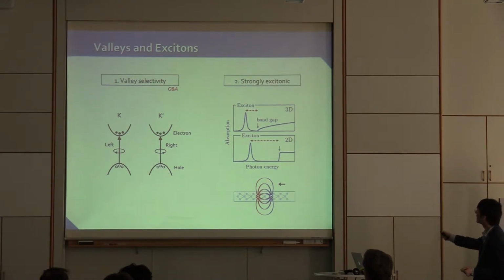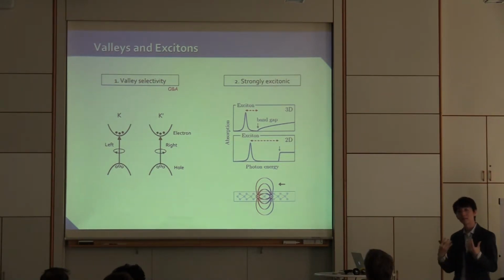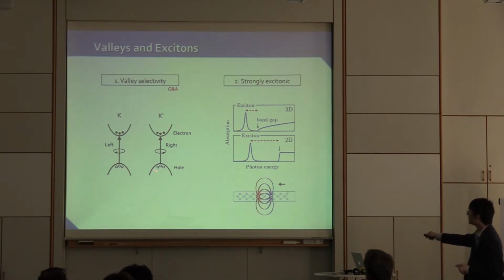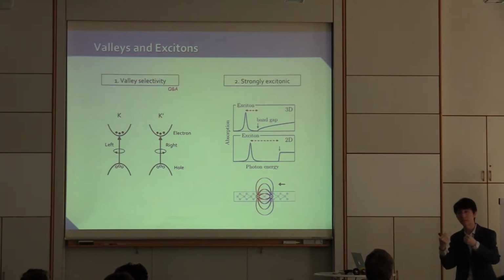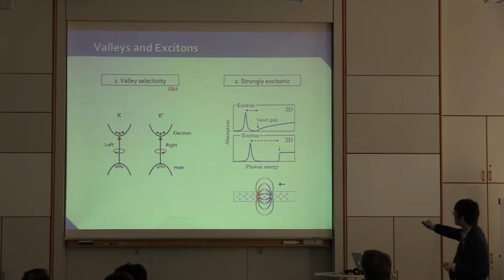So secondly, it has a very strong excitonic binding energy, which means that this hole, which is positively charged, and these electrons, which are negatively charged, interact through the attractive Coulomb potential, and it can create an excitonic state just below the band gap.